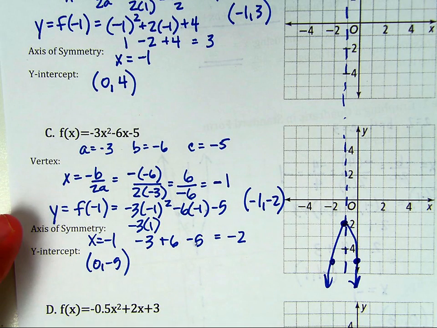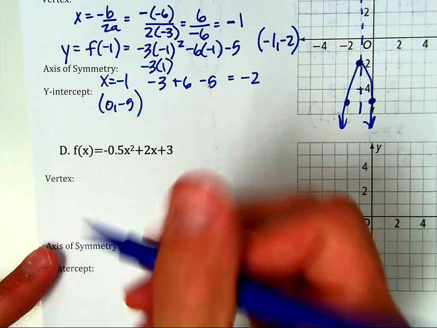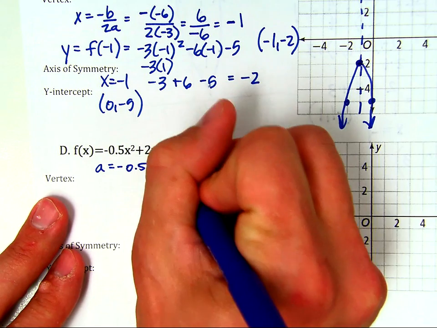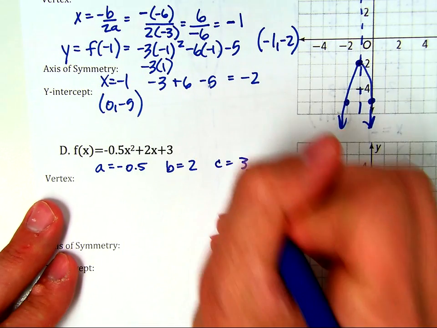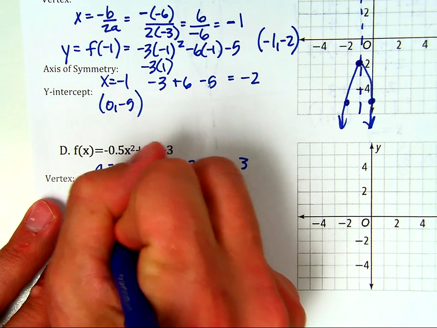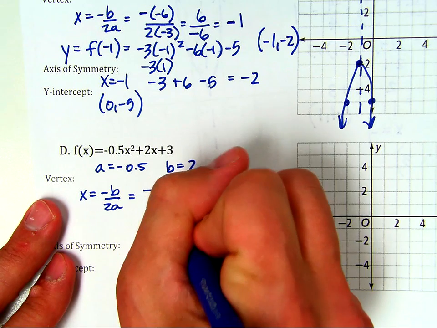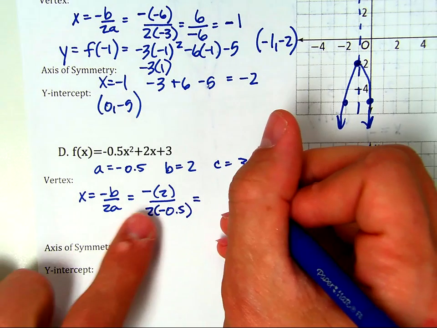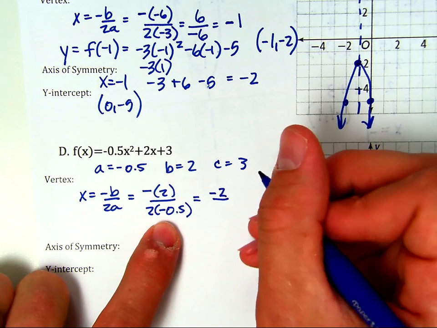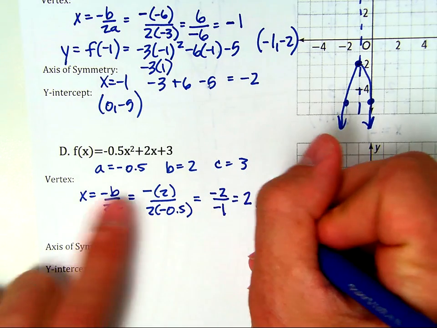We've got one more, and then you guys can take the chance to work some on your own. So in this last example, a is -0.5, b is 2, c is 3. To get the vertex, we use x equals -b over 2a. So it's -2 over 2 times -0.5. The numerator becomes -2. 2 times 0.5 is 1, but a negative makes it a -1. I divide those and I get 2.